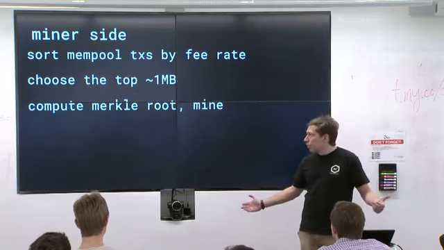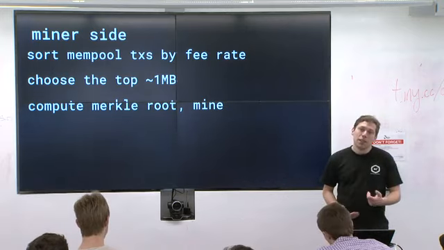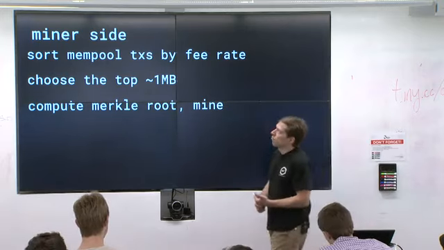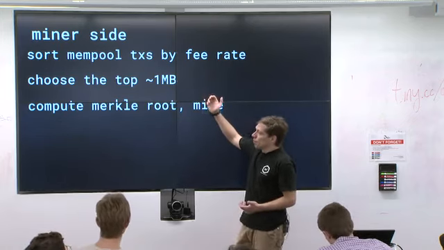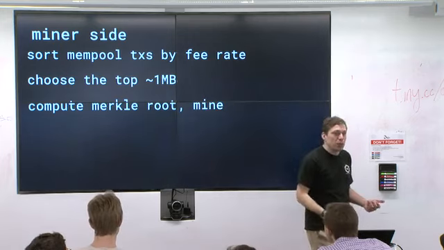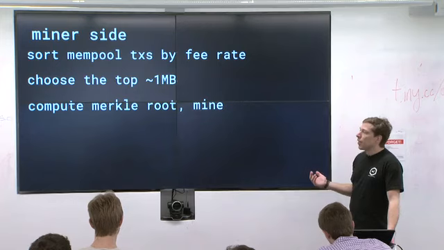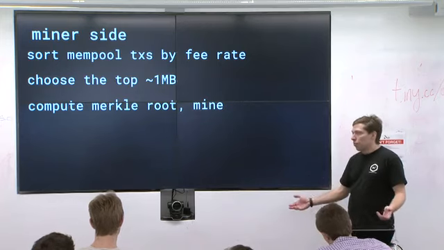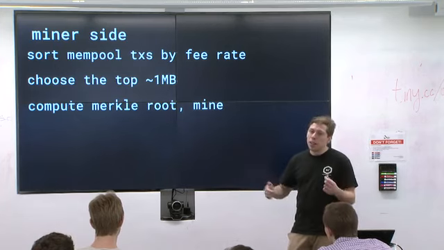put them all in order, compute a Merkle root from all those transaction IDs, and then mine it. I explained the Merkle root stuff, right? So you're going to pick a couple thousand, 5,000 maybe, transactions, sort them by fee rate, put them all in a row, hash it a bunch of times, and then just that 80 byte header you keep mining.